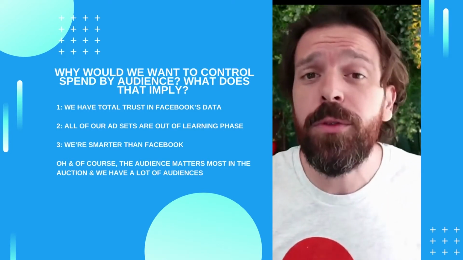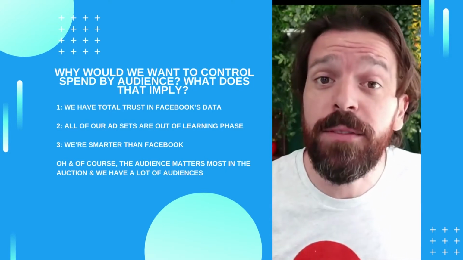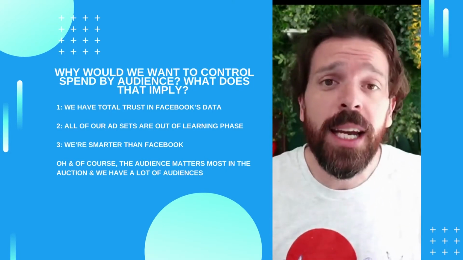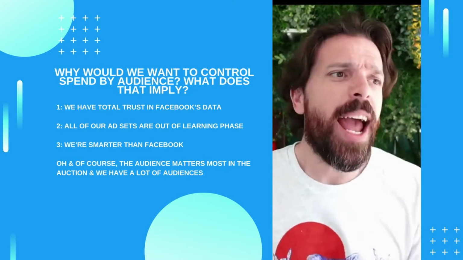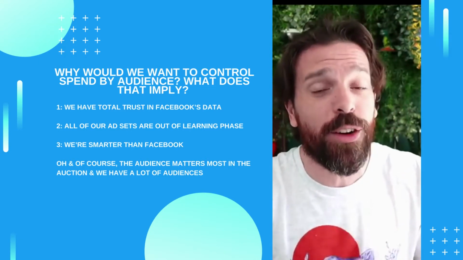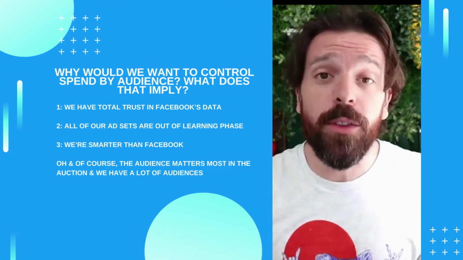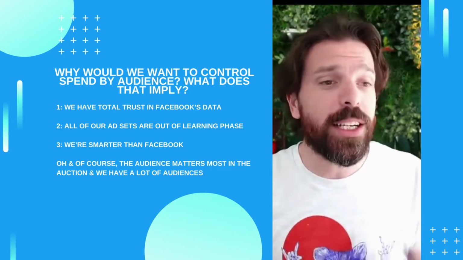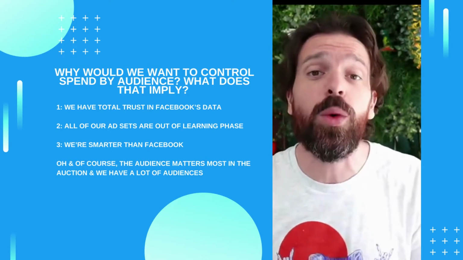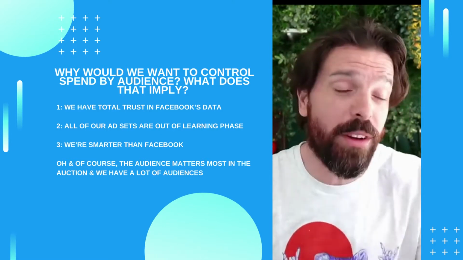Well, it comes off of some assumptions. Number one, we have absolute trust in Facebook's data because it's complete, it's high context, and we know we're getting every bit of information that we have so we can take a very accurate depiction of what happened so we can predict the future. Number two, it says all of our ad sets are out of the learning phase, so we can take a look at their previous performance and use that to ultimately have a projectable outcome so that we can manage our investment portfolio moving forward.